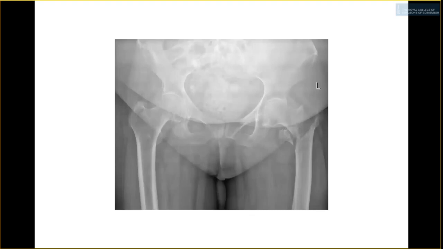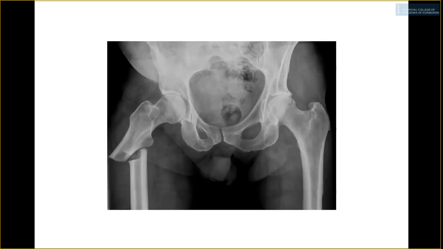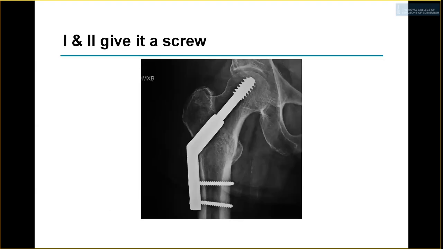Whereas this injury is extracapsular, it's in the intertrochanteric region, which means that the blood supply to the head is spared, and hence there's no or very little threat to it. This is a fracture that is actually in the subtrochanteric region of the proximal femur, so the blood supply to the head is well preserved in this one.